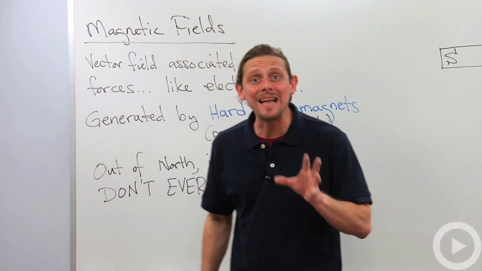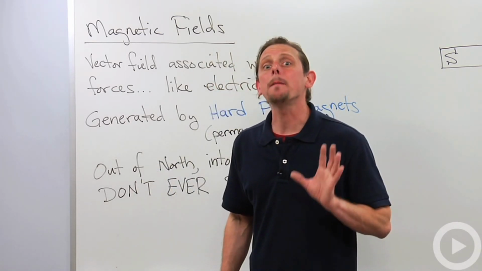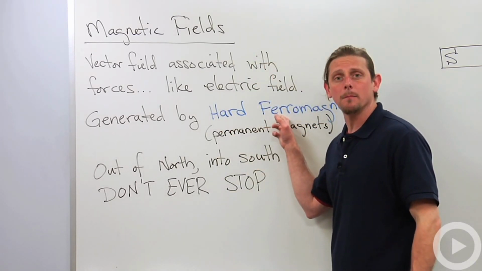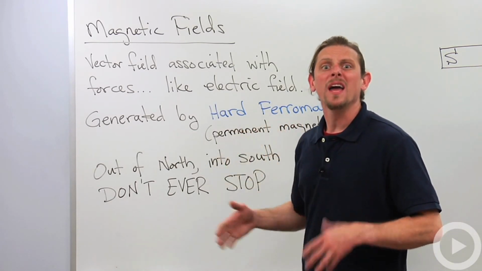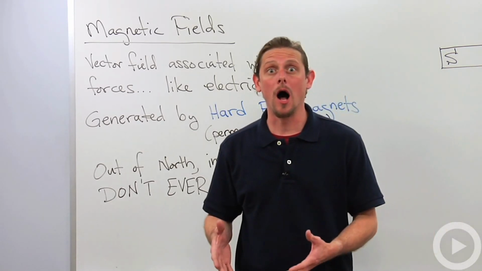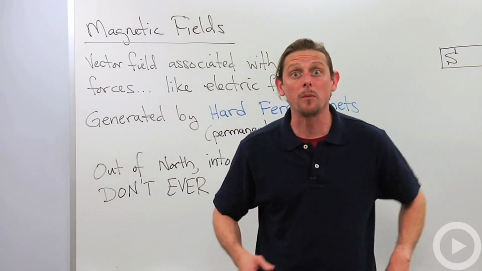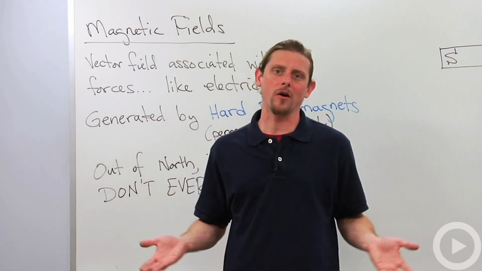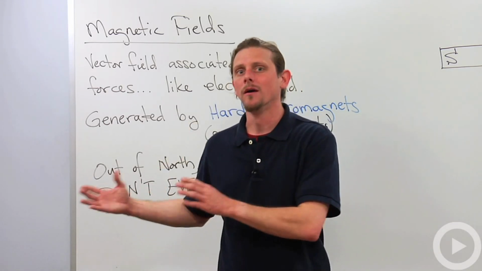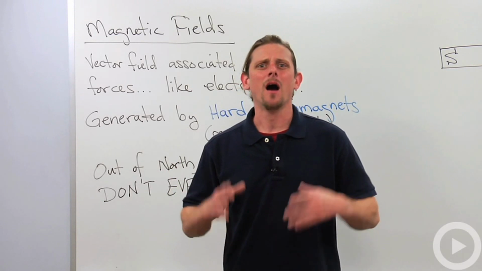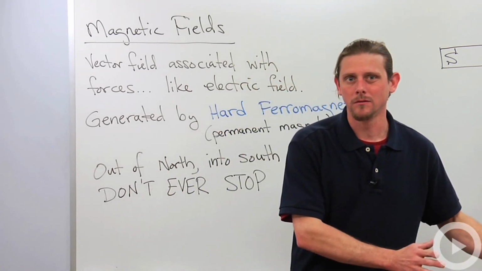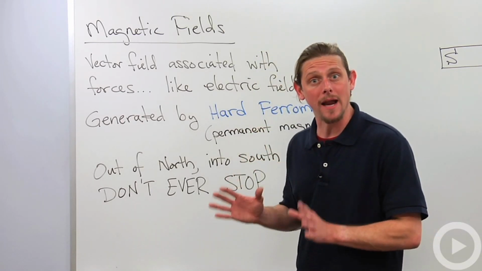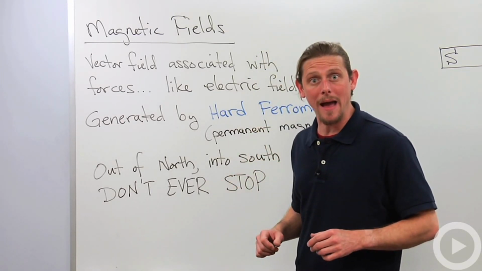All right, magnetic fields are generated by permanent magnets, which are also called hard ferromagnetic materials. The word ferro is similar to the word ferrous, which is associated with iron. So ferromagnets are associated with iron, even though iron itself is not a hard ferromagnet. You can't make a magnet just out of iron, at least not at ordinary temperatures. But there are other hard ferromagnetic materials that do generate magnetic fields.